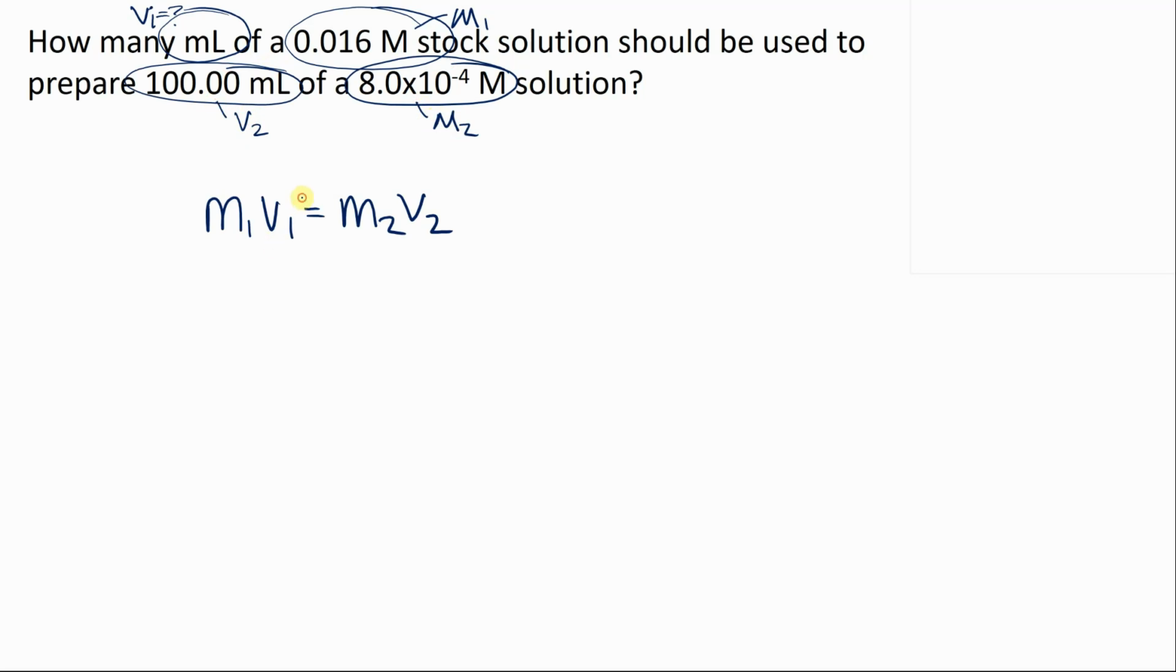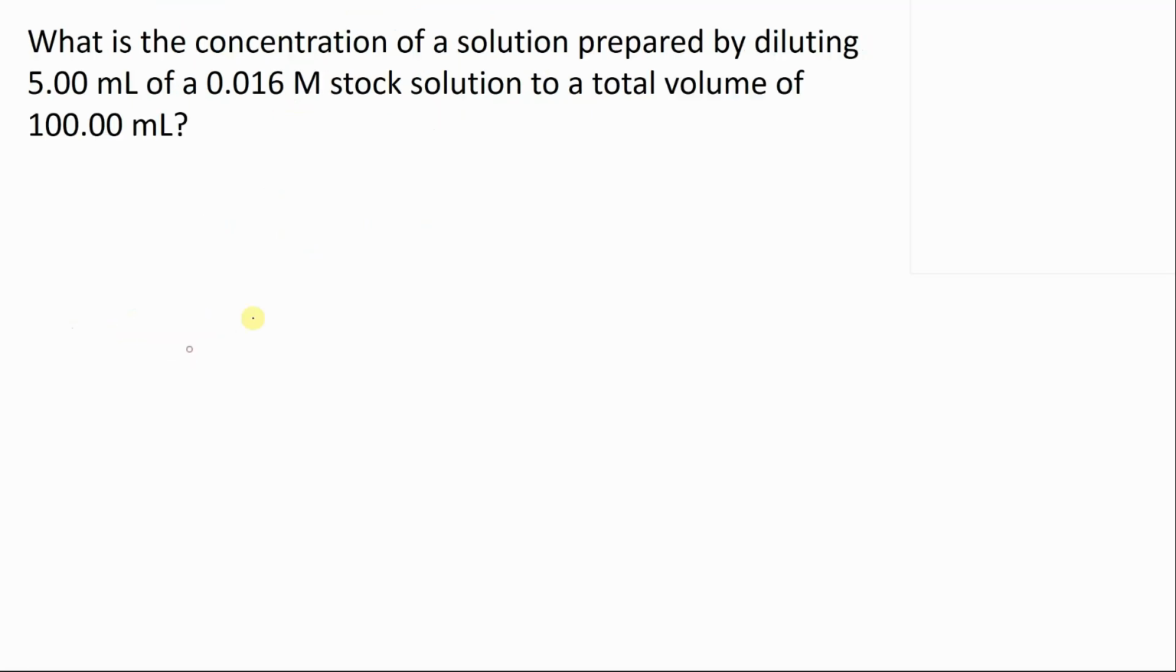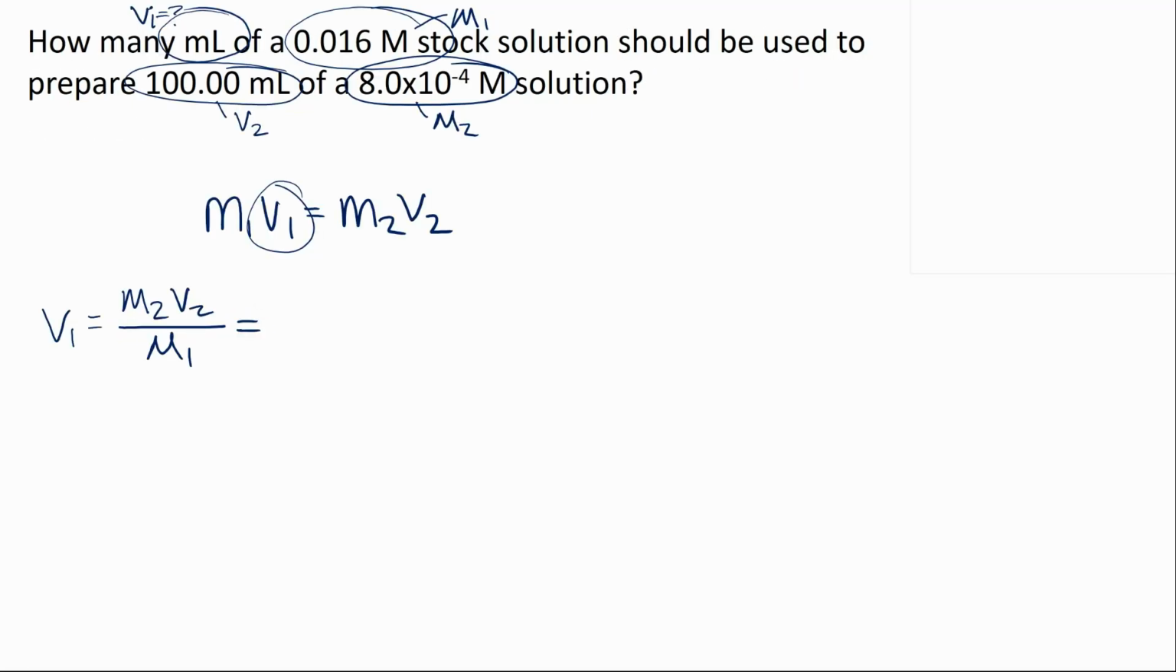In this case, we're asked to solve for V1, so we'll do some simple algebra, divide both sides by M1. So V1 equals M2 V2 over M1. And then you plug the numbers in. Now, one of the interesting things about this M1 V1 equation is that when I take that volume times the concentration, that's effectively giving me a number of moles. That's that amount of solute that was in the pipette that is the same as the amount of solute that's in the resulting solution.